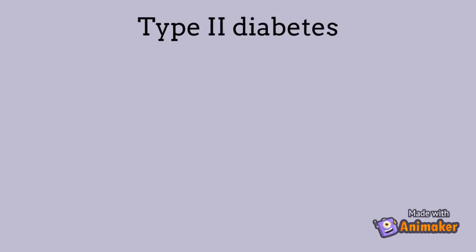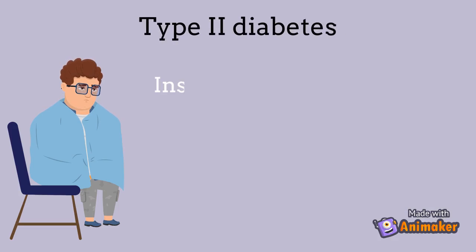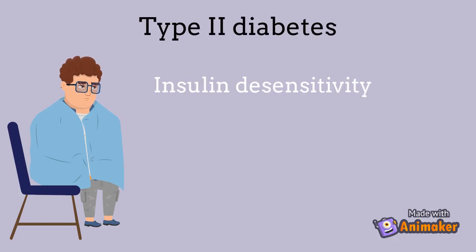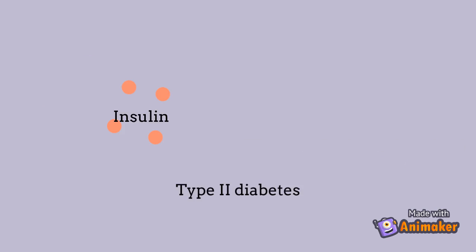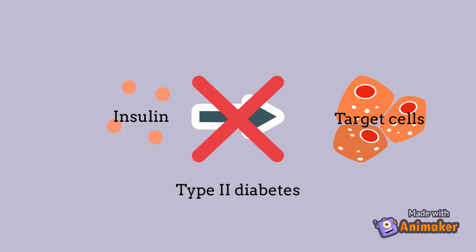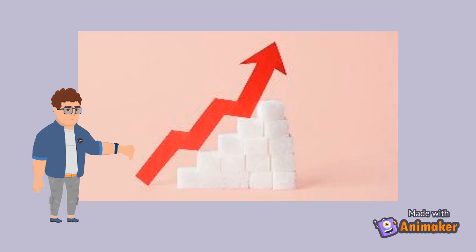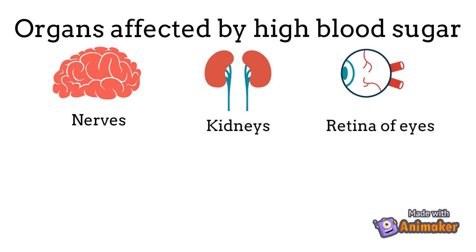Type 2 diabetes is a condition where the body becomes desensitized to the hormone insulin, which helps us manage our blood sugar levels. Despite the body producing normal levels of insulin, it is not achieving its intended effect on target cells. As a result, blood sugar levels become abnormally high. If not managed properly, it can damage our nerves, kidneys, retina of eyes, and leave us susceptible to developing heart disease in the long run.